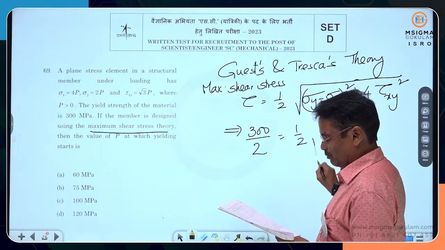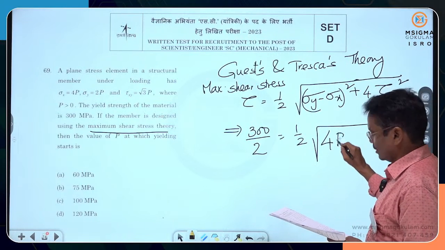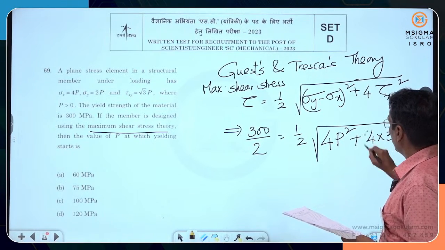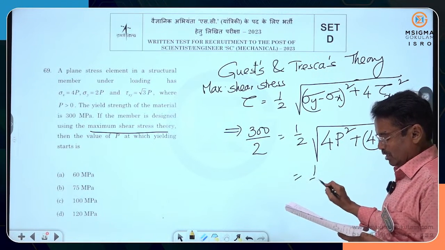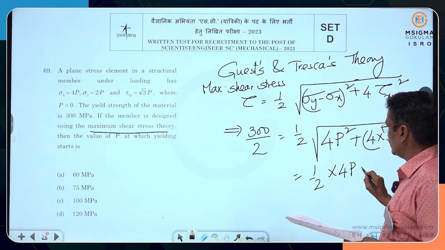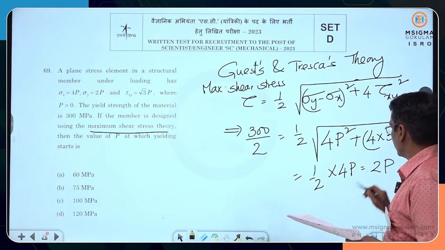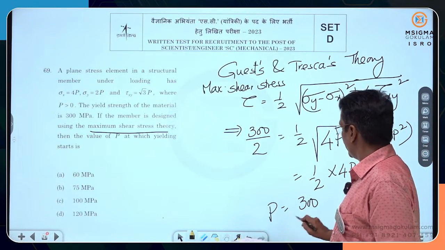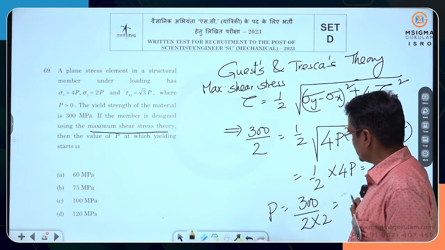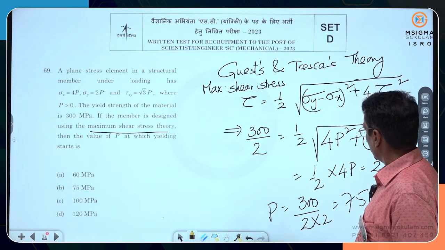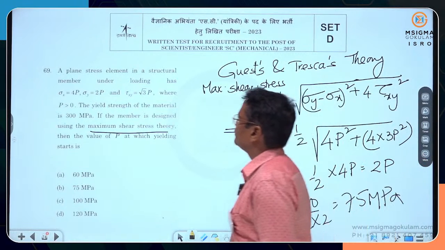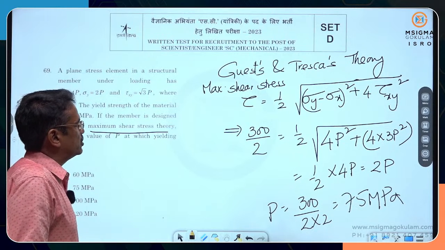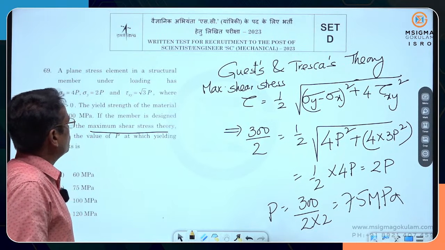Substituting all these things, you will get half into the square root of 4p square plus 4 into 3p square. It will be half into 4p, that is 2p. P will be 300 by 2 into 2, which is 75 MPa. This is Tresca's theory or Guest's and Tresca's theory, which is also called the maximum shear stress theory.